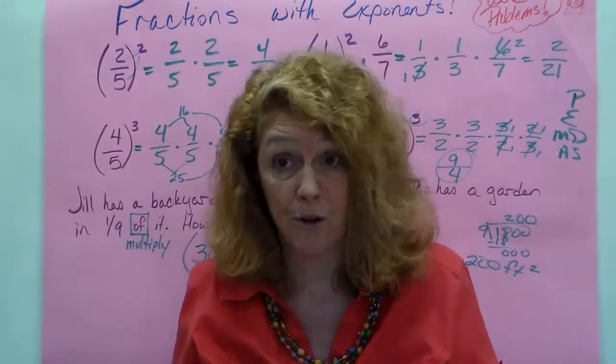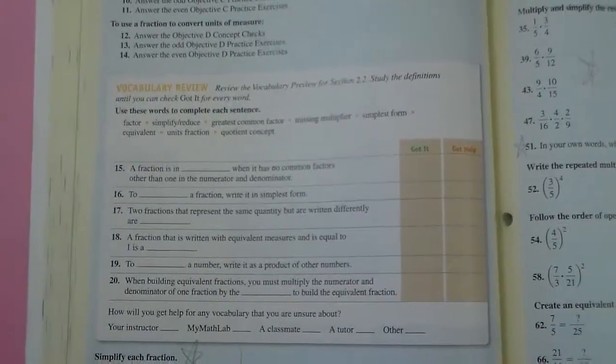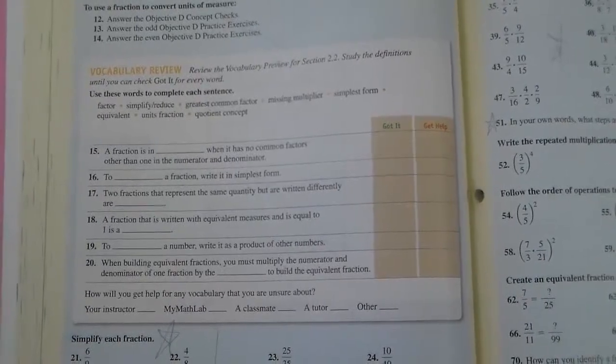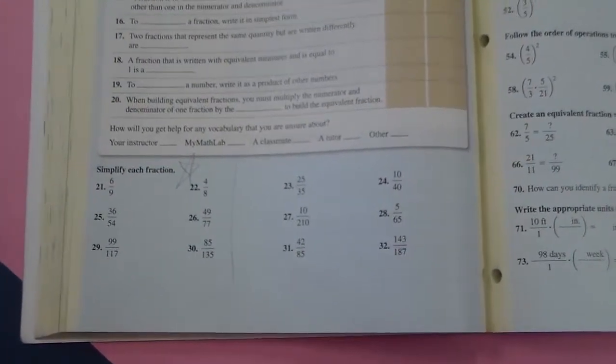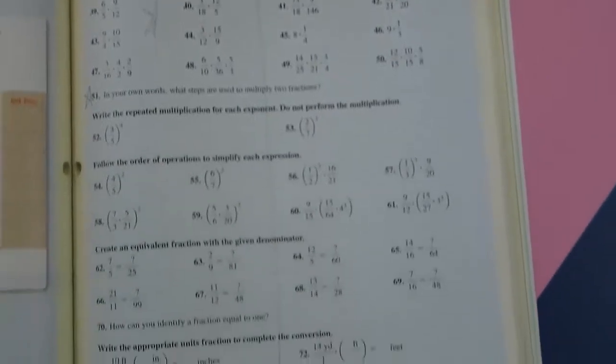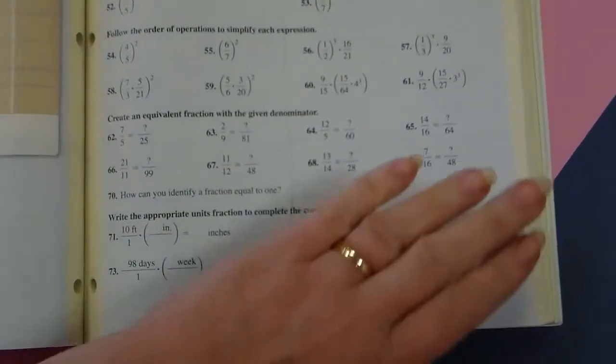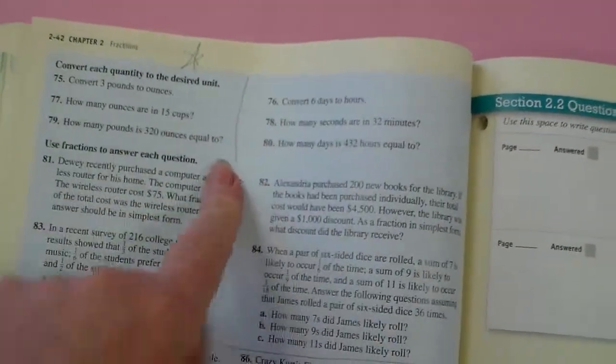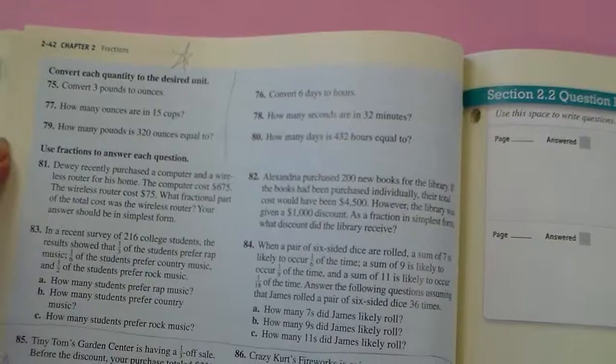Okay, and now we're going to go to the homework. This homework starts on page 2-40, and you're going to start with the vocabulary review, doing numbers 15 through 20. And then you're going to draw a line down the center, and you're going to do the left-hand side. You're going to do the two top ones on the top of the page. And you're going to turn the page, and you're going to draw a line down this middle, and you're going to do the left-hand side.